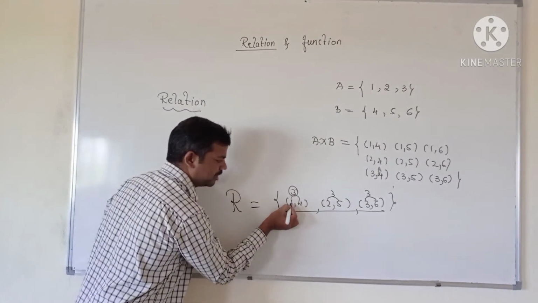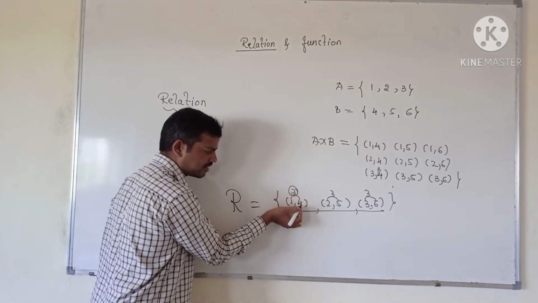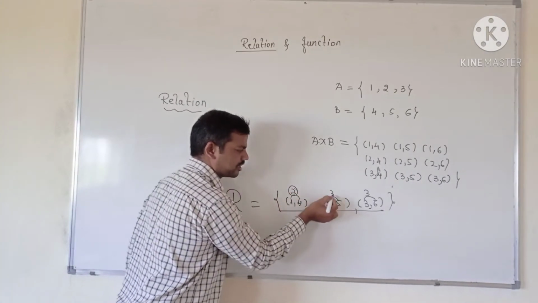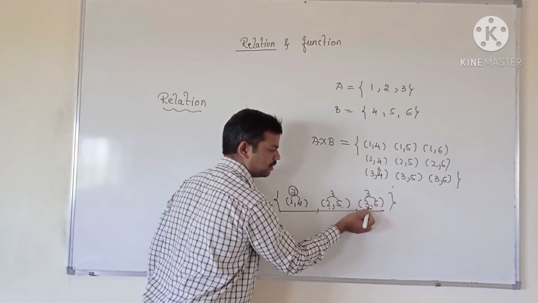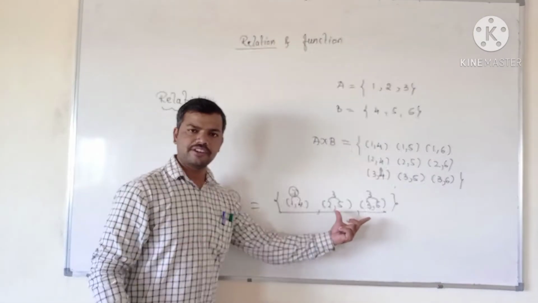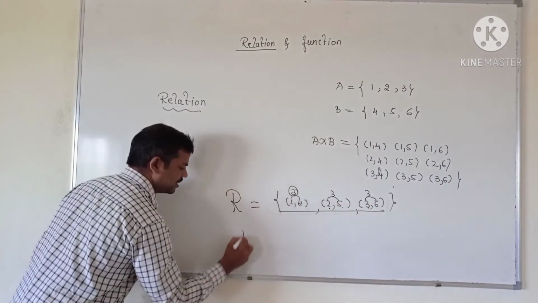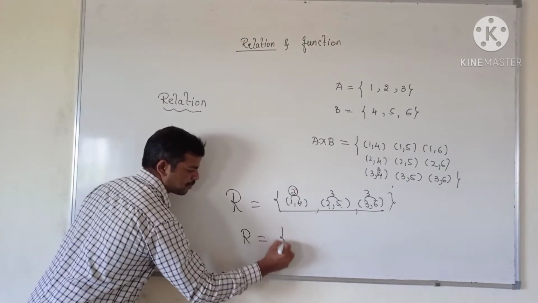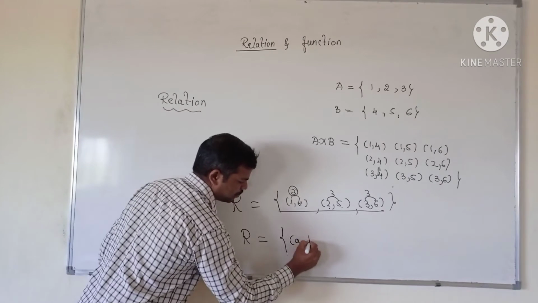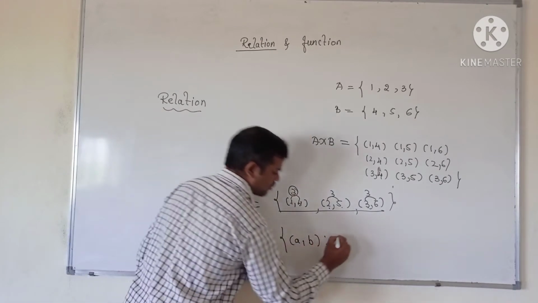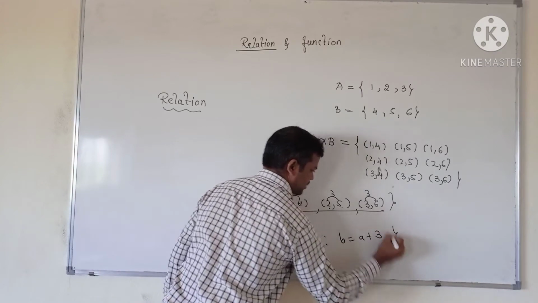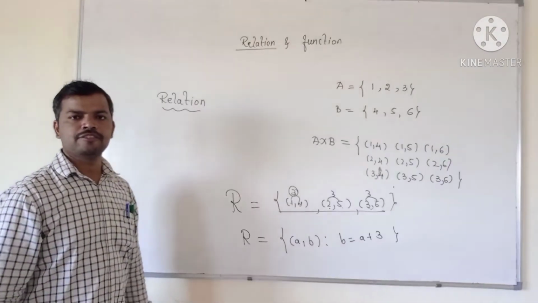For example, add 3 to 1, you get 4. Add 3 to the first element 2, you get 5. Add 3 to the first element 3, you get 6. So every pair is obeying it. Then we can write this in set builder form: (a, b) such that b equals a plus 3. This kind of connection we have given here.